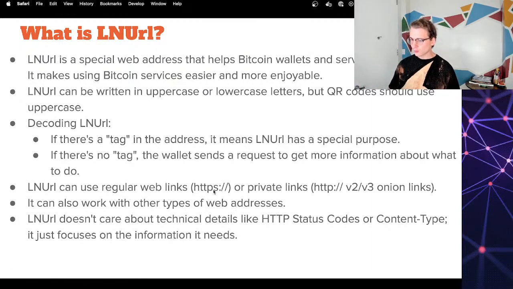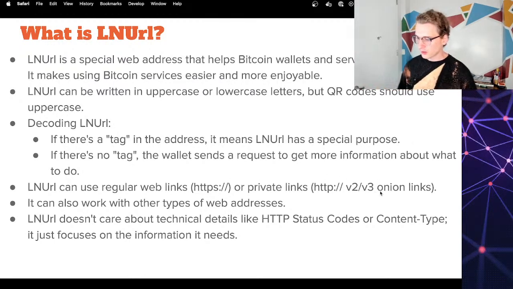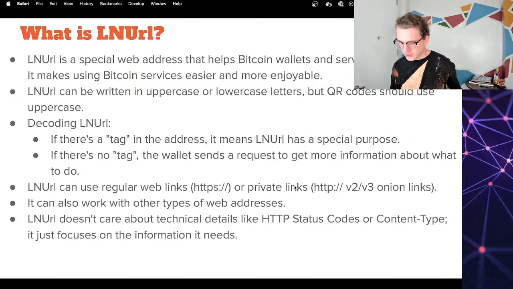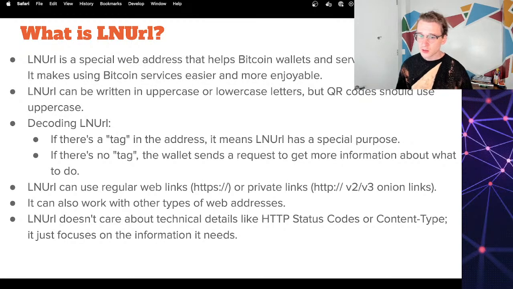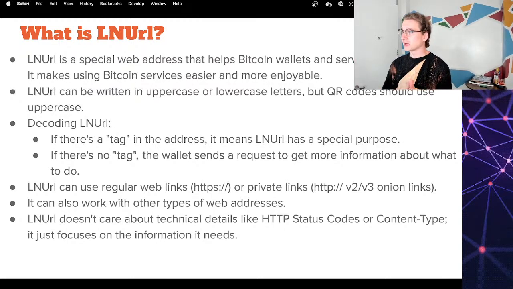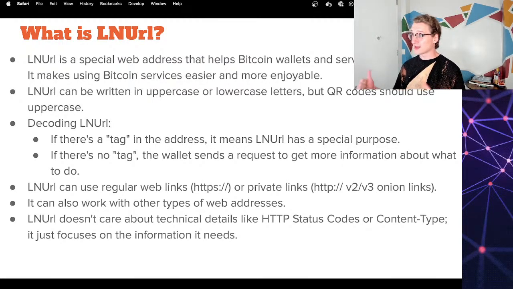So let's see, we can use regular web links, HTTPS, or private ones. You can use your .onion, v2, v3 links, which is cool. It can also work with other types of web addresses. And it doesn't care about technical details, like status codes, content type. Just focuses on just that information in the string, the actual LNUrl. So yeah, that's really what this is. We're baking special instructions into a string that our wallet will be able to interpret. And for auth, for login, we're going to be baking in instructions for essentially signing into our service.